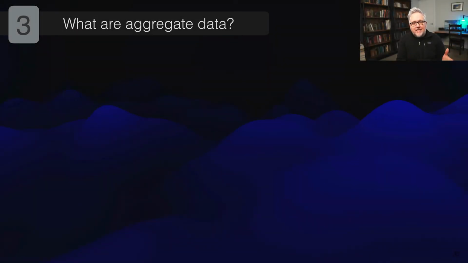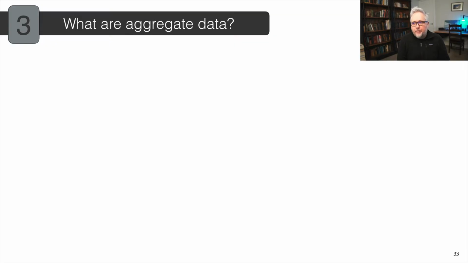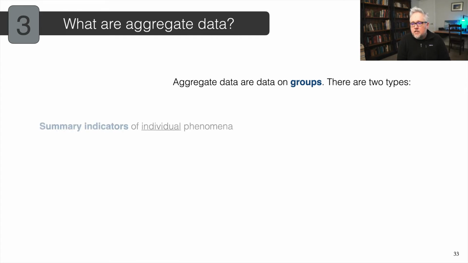All right, in this section, I want to talk a bit about what aggregate data are. First of all, I use data as plural, and one individual data point would be a datum. But aggregate data are data on groups. They could be a whole bunch of different groups that we'd apply, both people as well as institutions and organizations. I think it's useful to think about two different types of aggregate data.